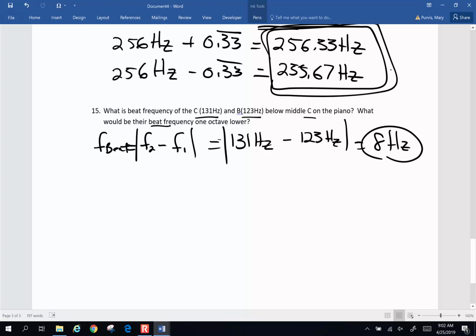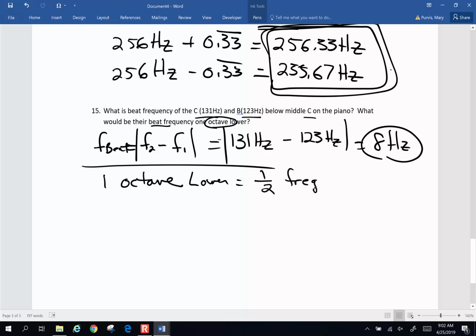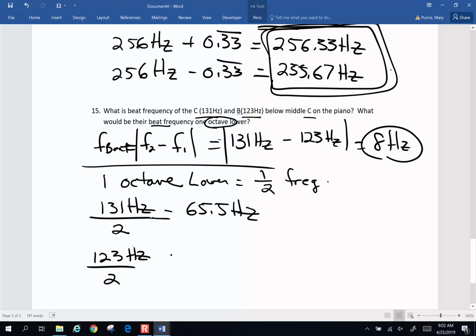What will be their beat frequency 1 octave lower? Okay, in music, 1 octave means 8 notes, and to go 1 octave lower, you go to 1/2 the frequency. So 1 octave lower is going to be 131 hertz divided by 2, which is 65.5 hertz. And 123 hertz divided by 2 is going to be 61.5 hertz.